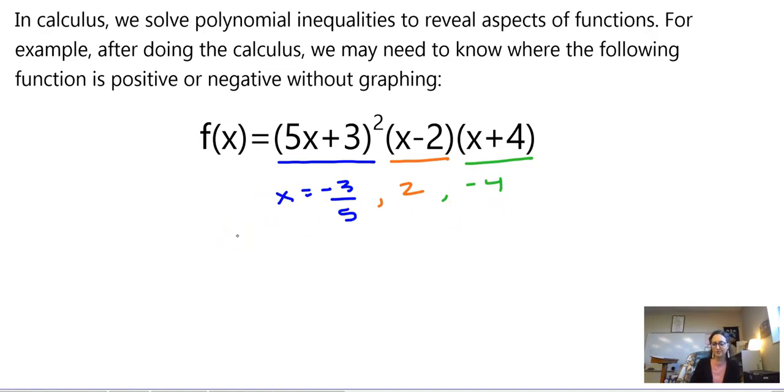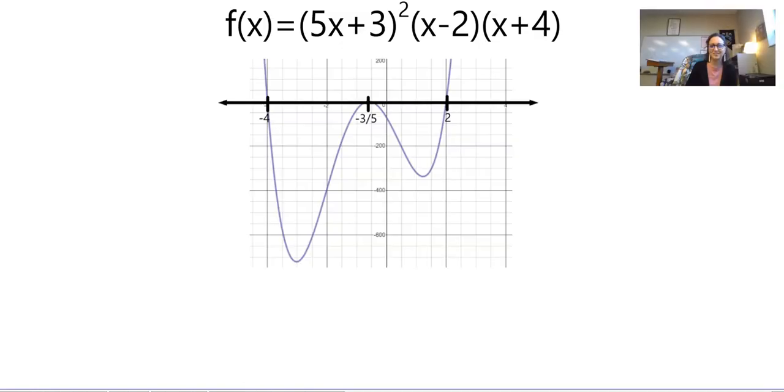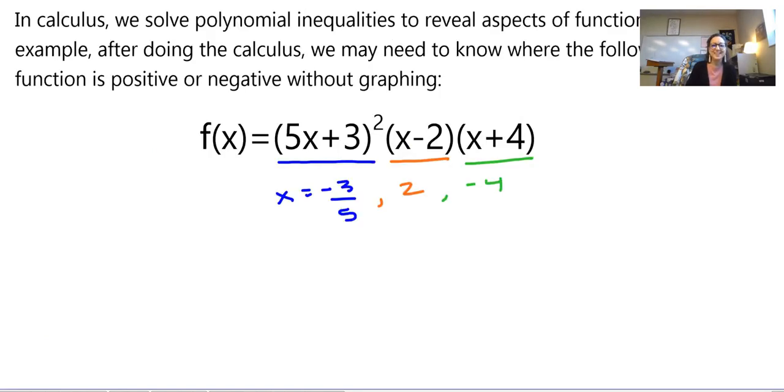And what I'm going to do is show you the graph now and see when the function is positive, when it's negative, and what do we mean by all of that. So let's take a look at the graph. All right, so here's the graph of f of x. Notice that we do have x-intercepts at negative 4, negative 3/5, and positive 2, and those are the same ones we predicted from here, right?